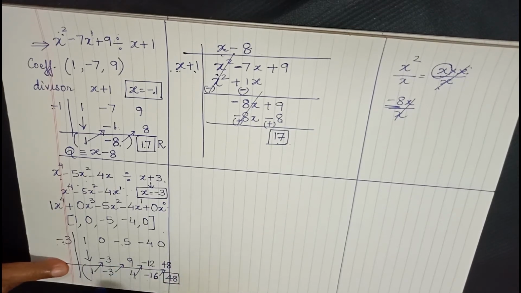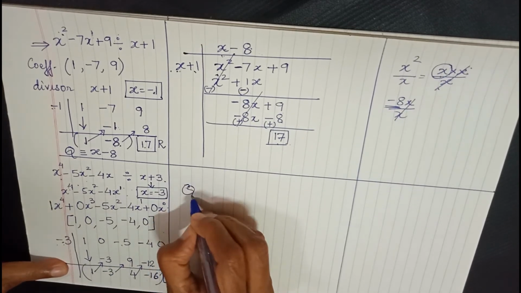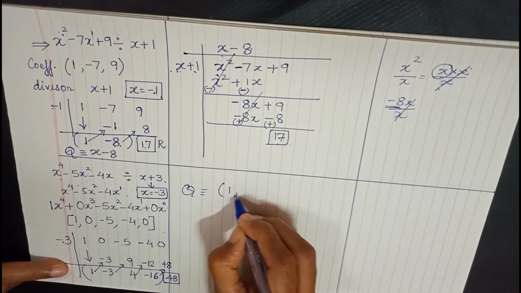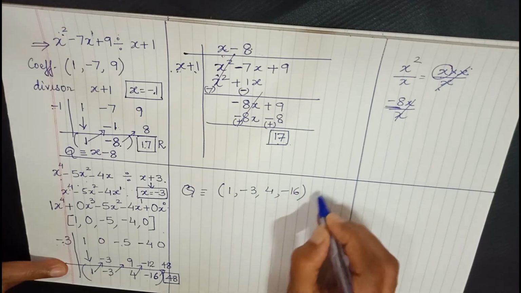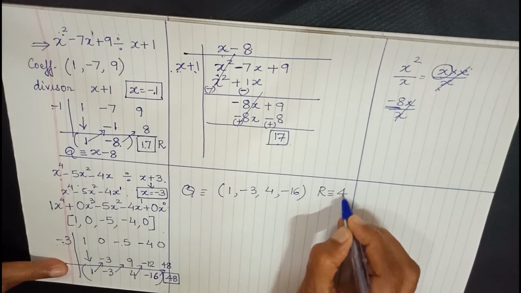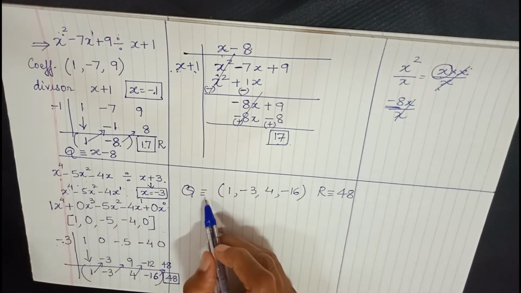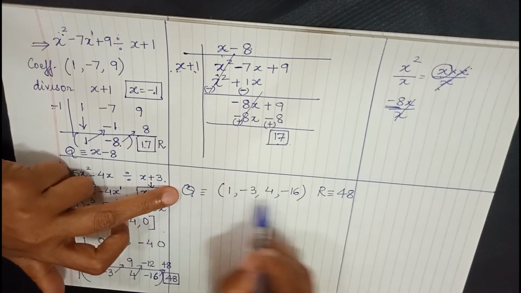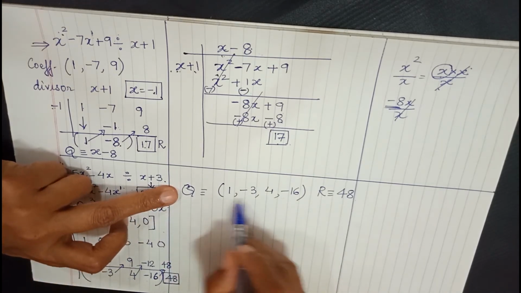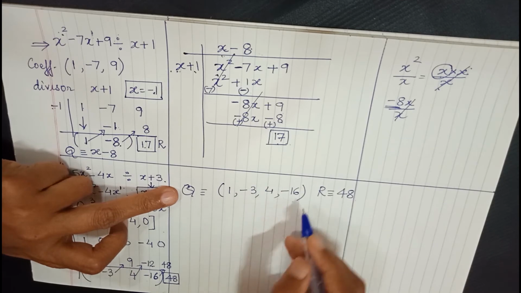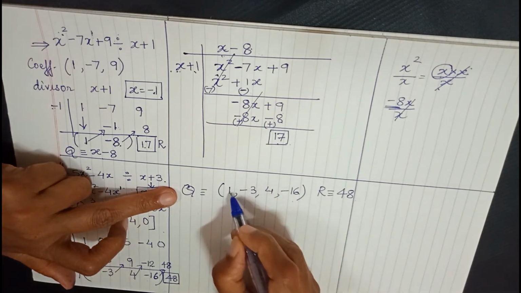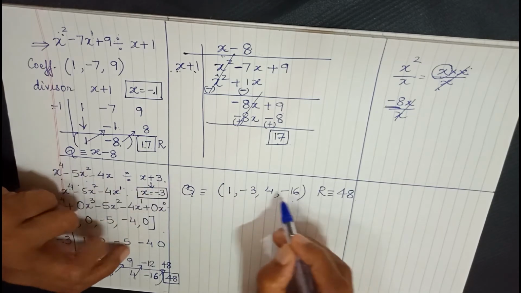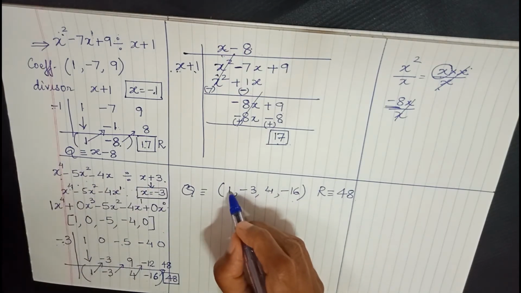So now whatever we get here is the quotient. So what did we get the quotient as? 1, minus 3, 4, minus 16. And remainder we got as 48. Now this quotient I have to again convert into a polynomial or the standard form of an equation from here. Right? So now you always know here the degree is 0, 1, 2 and 3. So 0 degree, 1 degree, 2 degree and 3 degree.